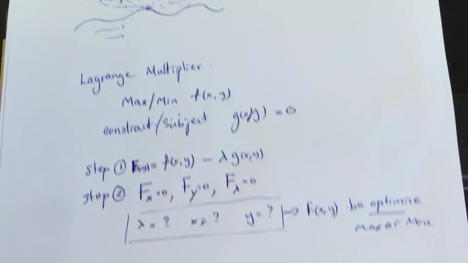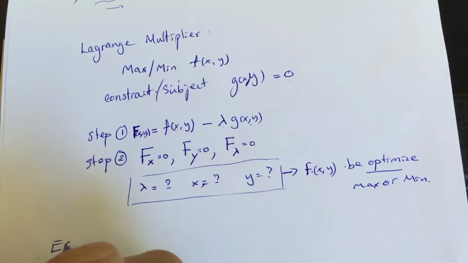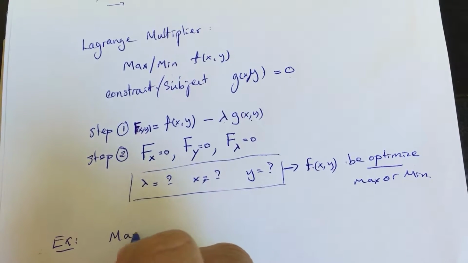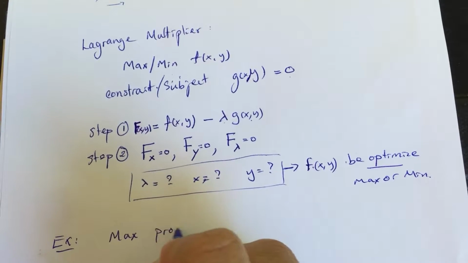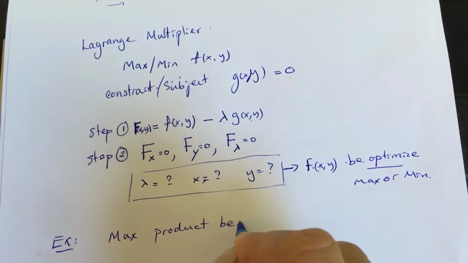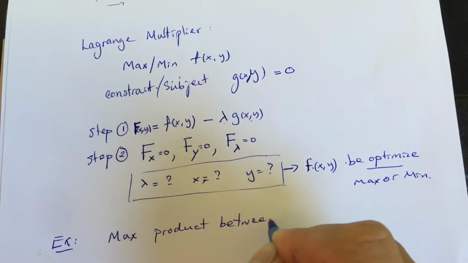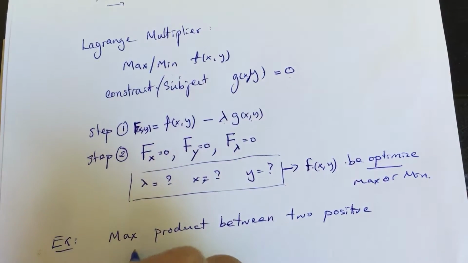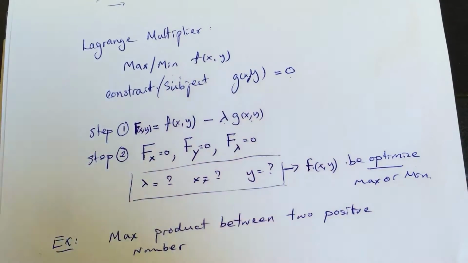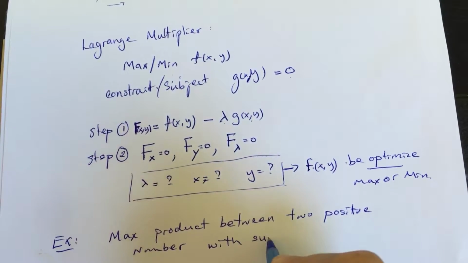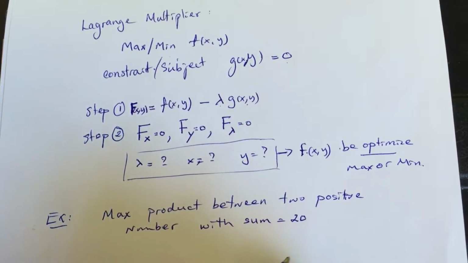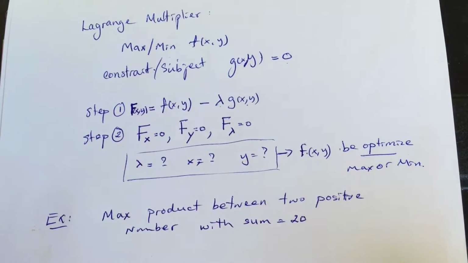Okay, all right, let me give you a simple example. I would like to find the product between two numbers. Let's say I want you to maximize the product between two positive numbers. I don't know what the numbers are, but all I care about is that the sum of those two numbers is equal to 20. How about that? As the sum of those two numbers is 20, what is the biggest product?